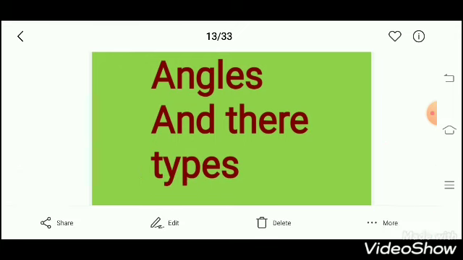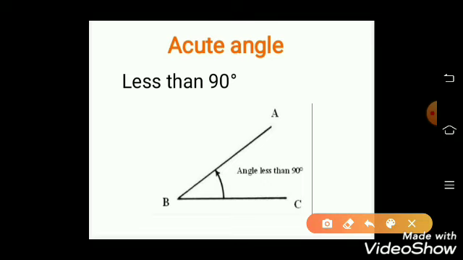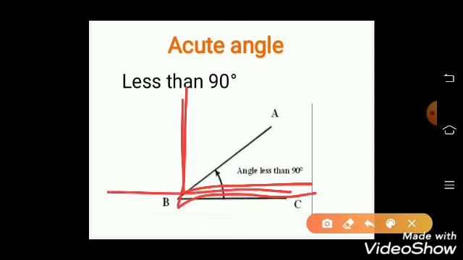Next one, angles and their types. Acute angle: less than 90 degrees is called an acute angle. See that? This is 90 degrees, a right angle. Okay, right angle, this is 90 degrees. A straight line is 180 degrees. This is a right angle, 90 degrees, forming a square shape. So that is a right angle. A straight line is called a straight angle. This angle is a straight angle.